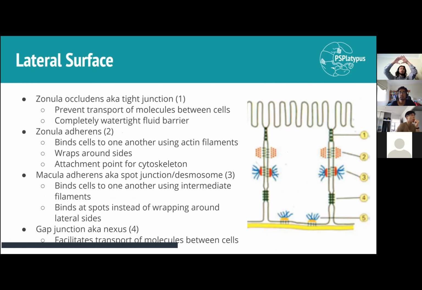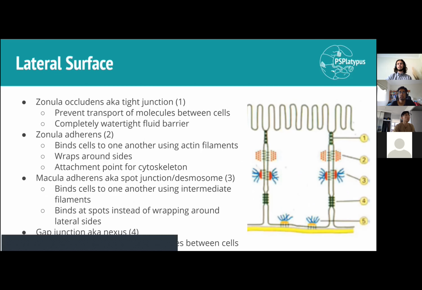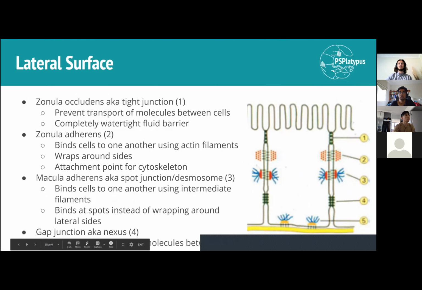Okay, we've moved from the top to the sides, the lateral surface, and we have four main lateral junctions to discuss here. So we have, I might just move this across. I'm not sure if that'll help, but hopefully.